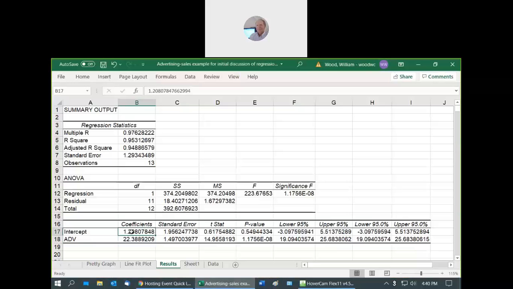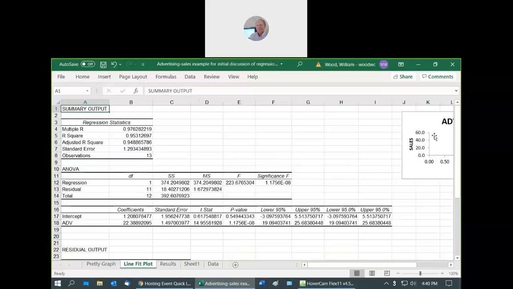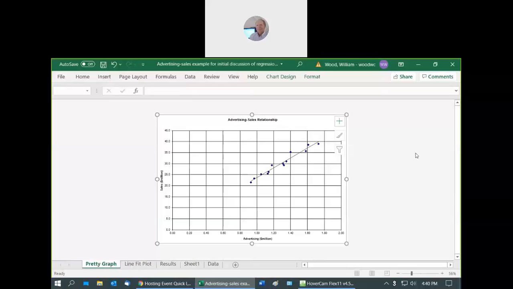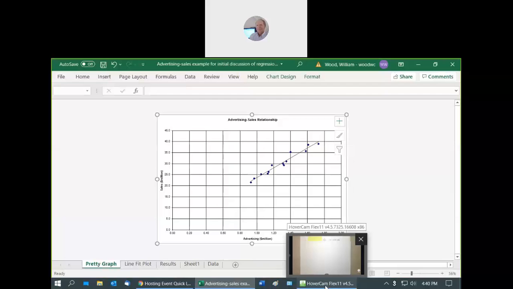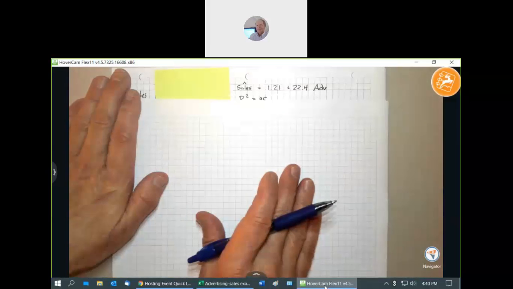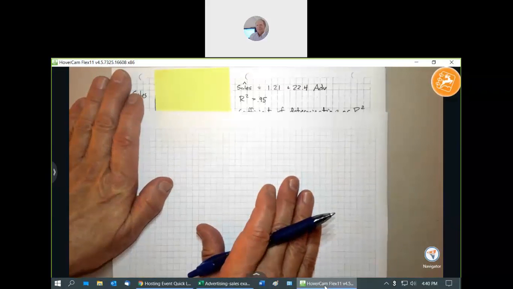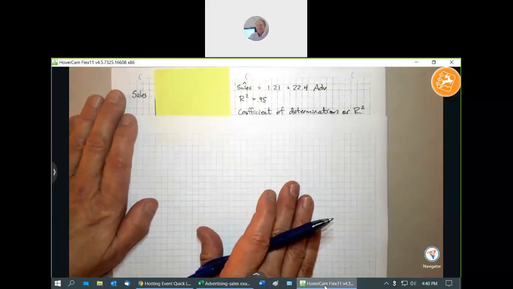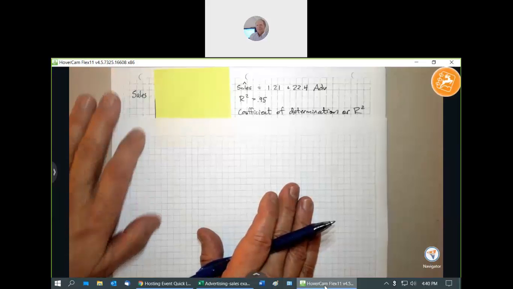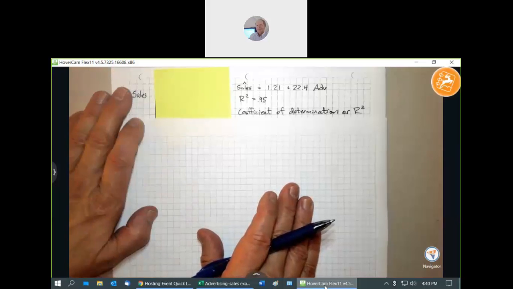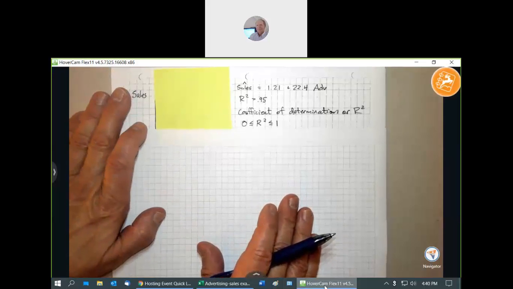And of course, that is one interpretation of these coefficients here. And then the line fit plot, you notice that it was over to the side. If we right click that and apply all our pretty formatting to it, then we get this. Just a very nice graph of the advertising sales relationship. And so this just really looks wonderful. And the R squared is 0.95. And our student home on break explains that that's the coefficient of determination.